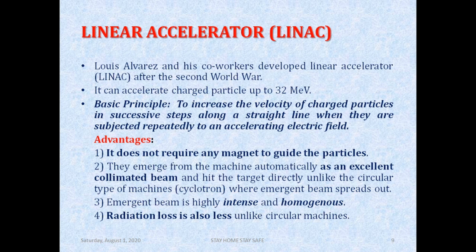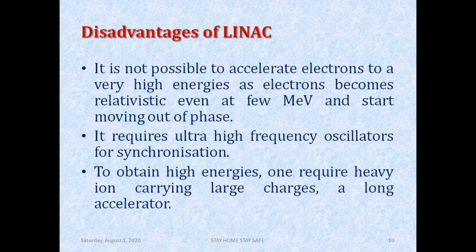What are the important advantages? It does not require any magnet to guide the particle. The particles emerge from the machine automatically as an excellent collimated beam and hit the target directly, unlike circular machines where the emergent beam spreads out. The emergent beam is highly intense and homogeneous. Radiation loss is also less, unlike circular machines.